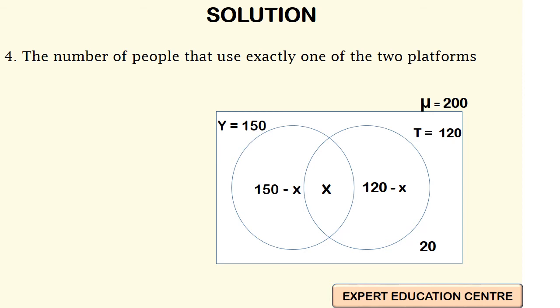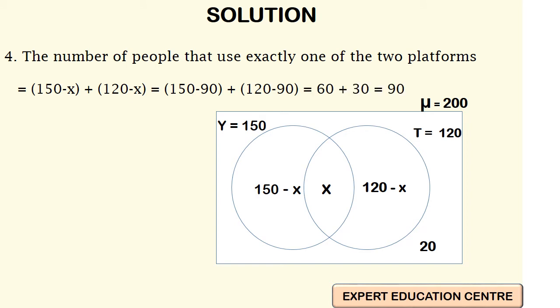Lastly, on this problem, the number of people that use exactly one of the two platforms will be determined by adding 150 minus X to 120 minus X. And this will give us 90.